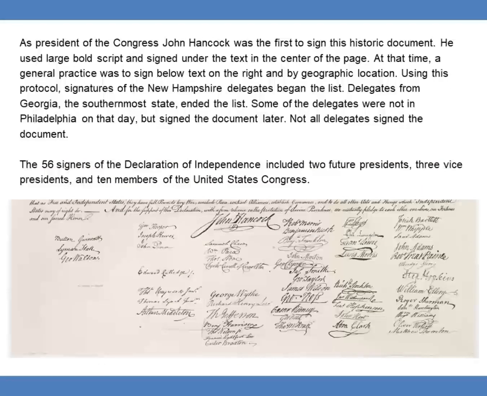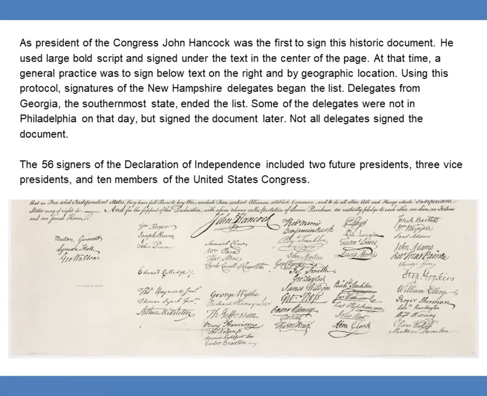As president of the Congress, John Hancock was the first to sign this historic document. He used large, bold script and signed under the text in the center of the page. At that time, a general practice was to sign below text on the right, by geographic location. Using this protocol, signatures of the New Hampshire delegates began the list. Delegates from Georgia, the southernmost state, ended the list.